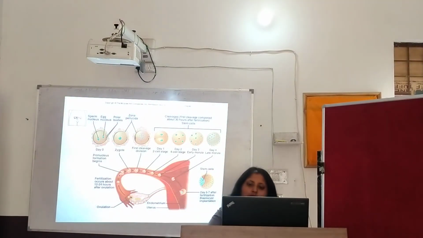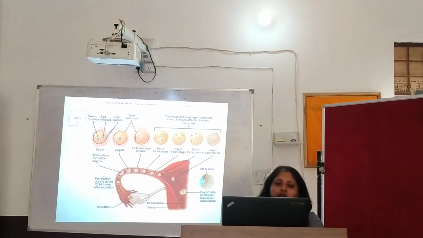So now let's see again with the picture here. In detail, the sperm nucleus strikes the egg nucleus, and polar bodies are here. See, again the fertilization has occurred and it has formed a diploid zygote, and the zona pellucida layer is there. This zygote goes through the first cleavage division. Day 1 it is 2 cell, day 2 is a 4 cell stage, day 3 is an early morula, day 4 is a late morula.